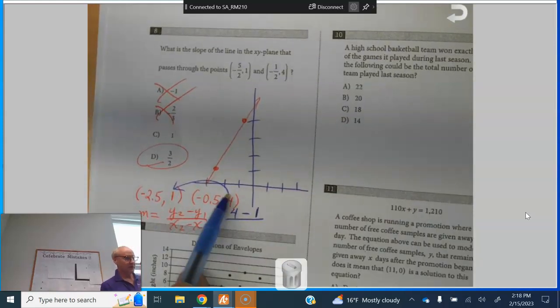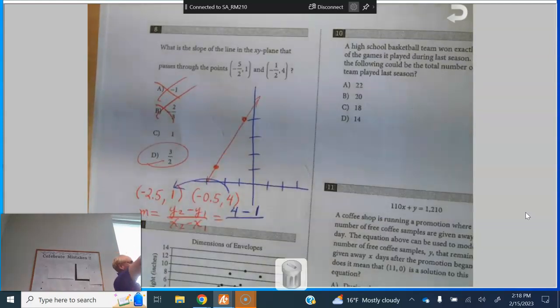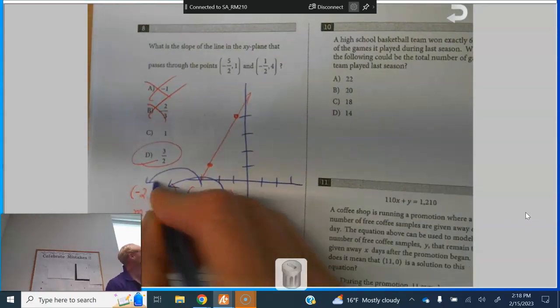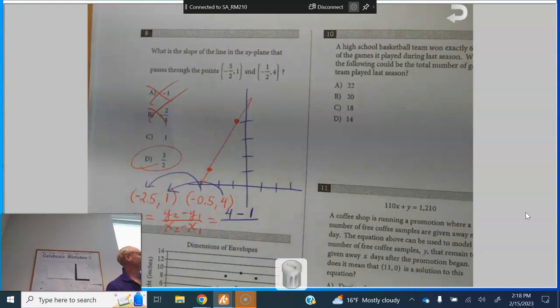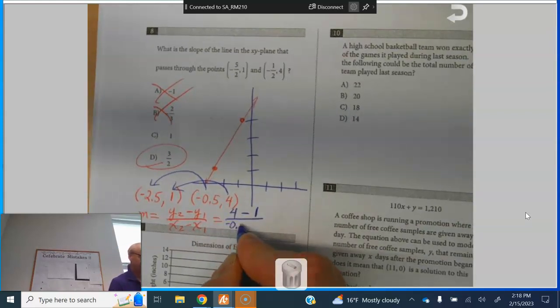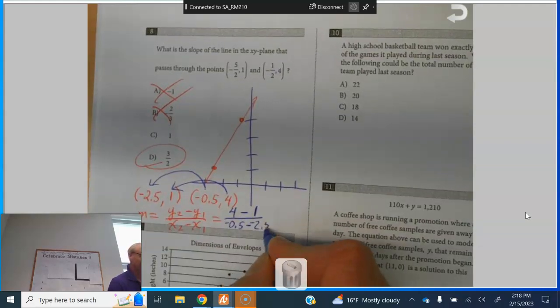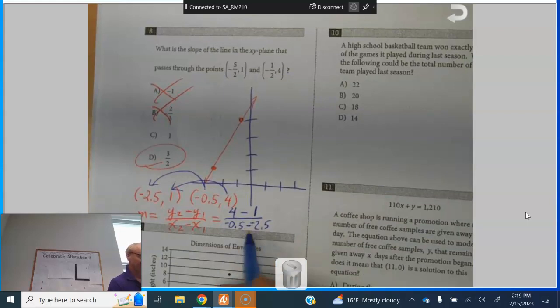Did y'all see I put an arrow on that when I subtract? It's so that, have you ever subtracted out of order? You get the wrong sign. You always have to make sure you go in the same direction. If I subtract the other way, I'll get the wrong sign. I want -0.5 minus -2.5. There's a double negative there.